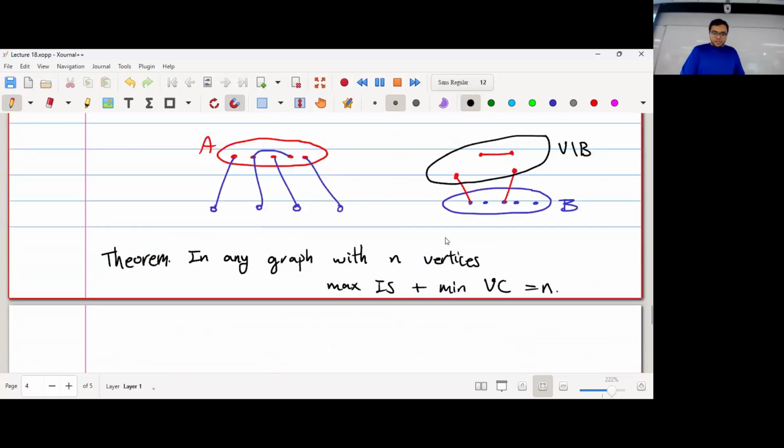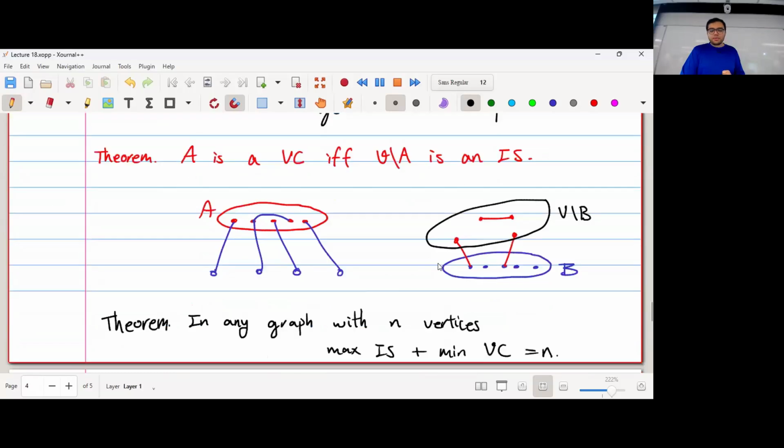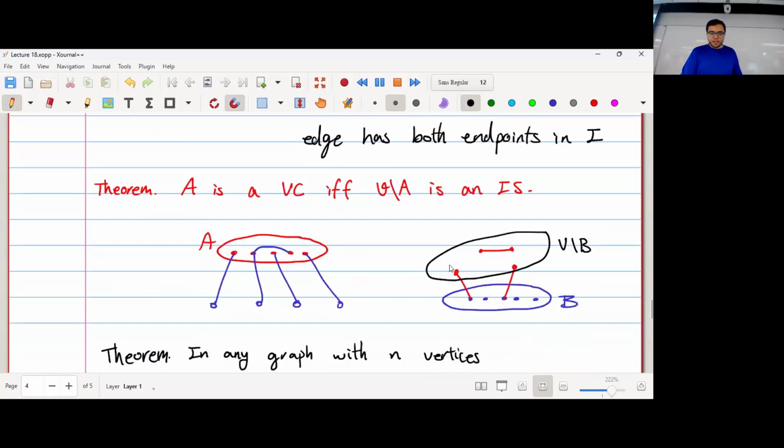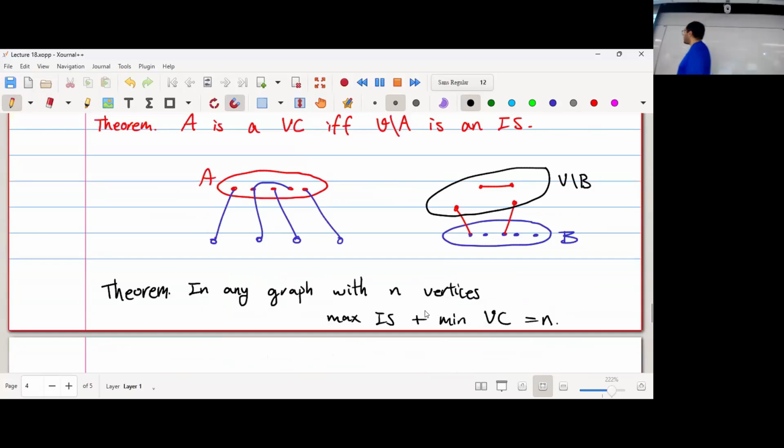So let's go back to the ideas that we had from the previous theorems, and let's see how we can try to prove this. We had a similar theorem here, right? The idea was that maximum independent set plus minimum vertex cover is n. But how did I prove this? I said basically, if I have an independent set of size k, I create a vertex cover of size n minus k.